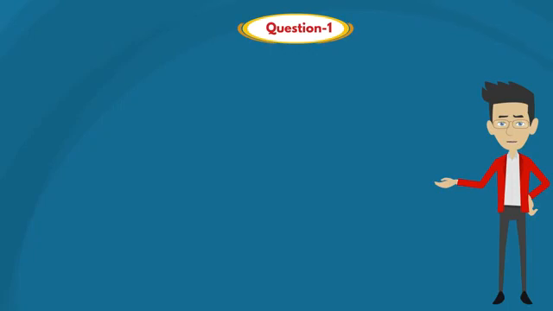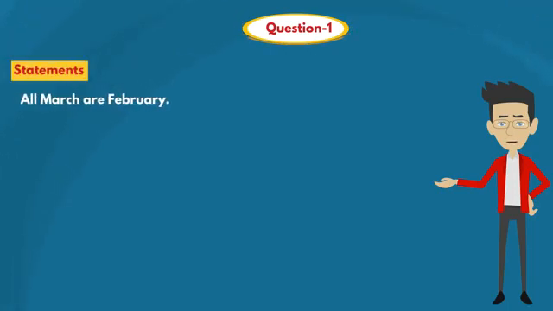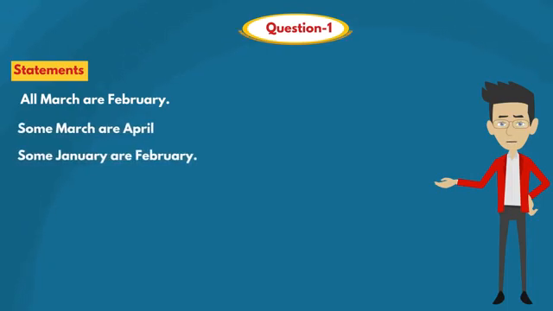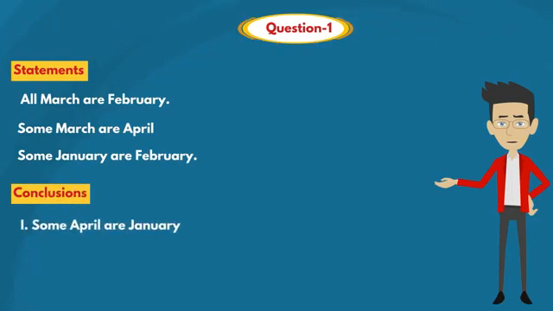Question number 1. Statements. All March are February. Some March are April. Some January are February. Conclusions. Conclusion 1. Some April are January. Conclusion 2. Some February are April.